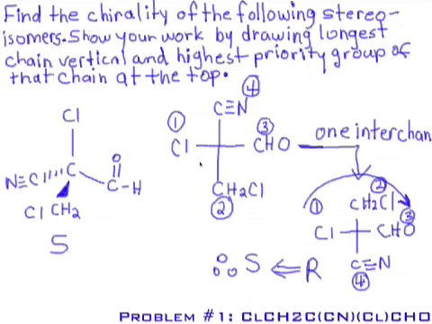Now, if you drew a slightly different structure in this case, and you actually put the aldehyde at the bottom, that's okay too. That would have satisfied this question's constraint of longest carbon chain vertical. Excellent. Well, why don't we continue with this question now and try the next problem.